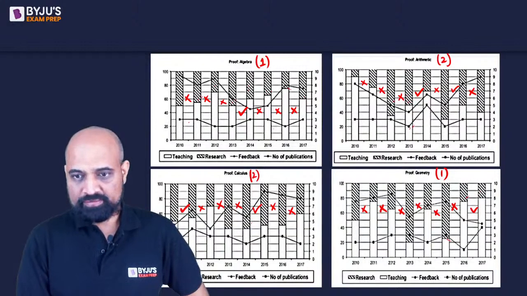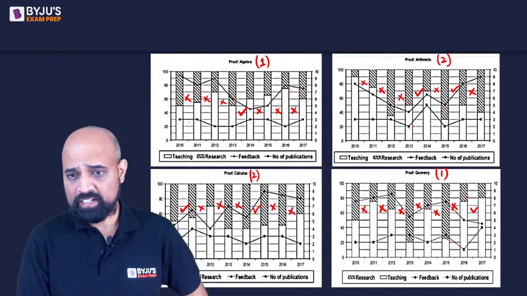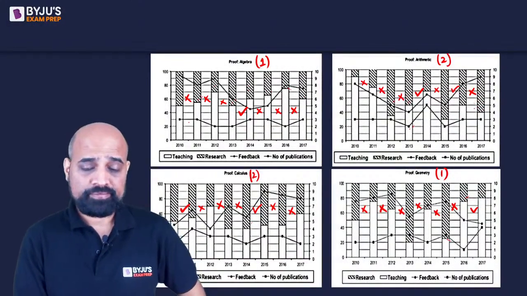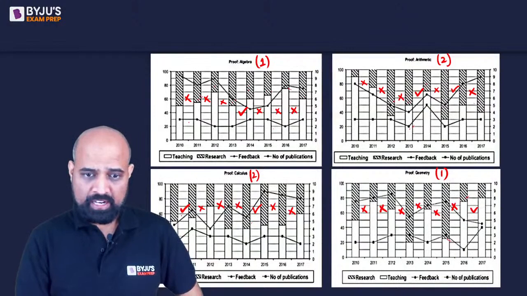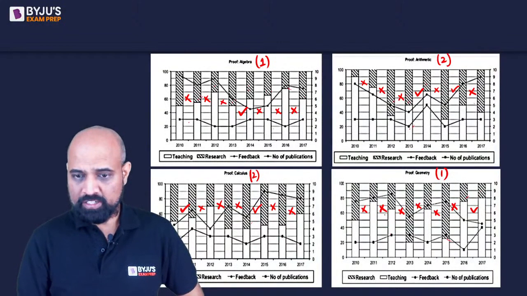Effort decreased, feedback increased. We can take this. Effort increased, can't take this. Effort decreased, feedback increased. We will take this. Here, effort has increased, can't take this. Okay, Calculus: decrease, increase. Here decrease, here increase, and then not. Here increased, this is decrease, this increased, this also increased, this decreased, can't take this. Here decreased, so we have only one.